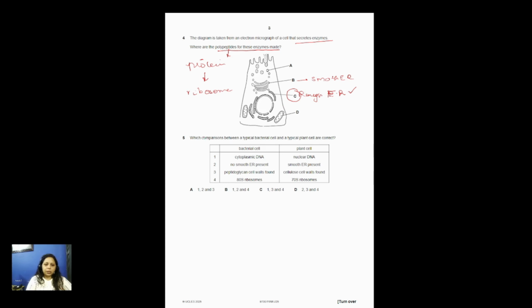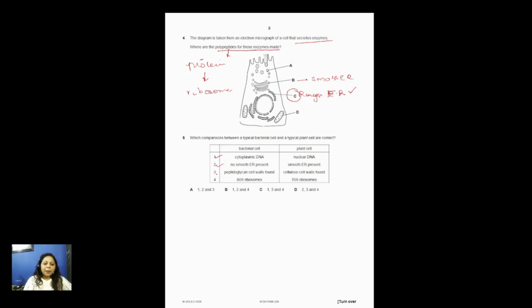Which comparison between a typical bacterial cell and a typical plant cell is correct? So they have given you certain options. Let's see which one is correct. Number one, the bacterial cell has cytoplasmic DNA, while the plant cell has nuclear DNA. Okay, it is correct. Number two, in bacteria no smooth ER is present, while in plants the ER is present. Yes, so this is one of the differences. Endoplasmic reticulum is present in plants, but the smooth one is absent in bacteria.